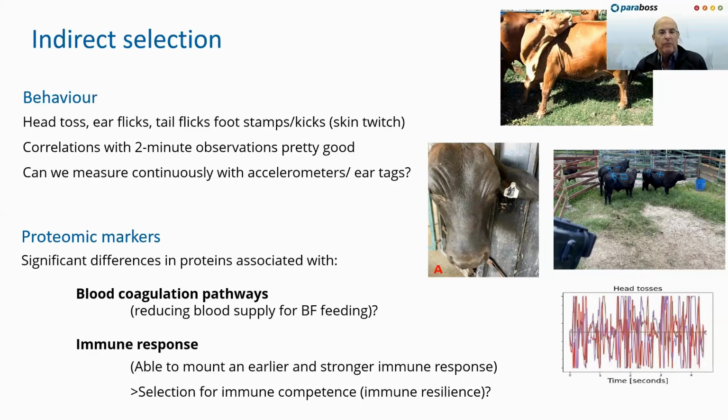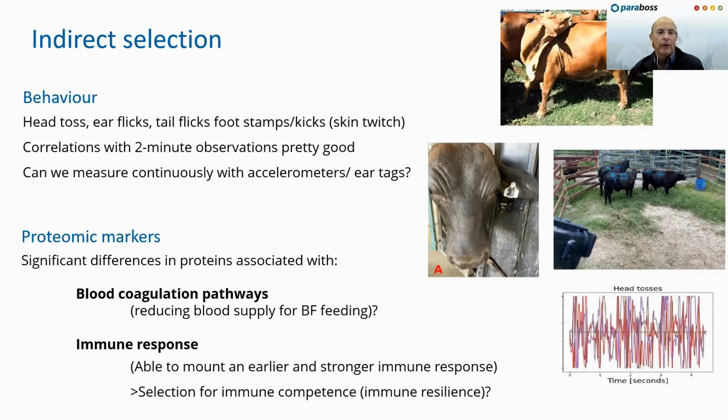The second thing that we looked at was proteomic markers in the proteomes in the blood of animals, which might be different between resistant and susceptible animals. And two things came out with a number of markers. One was the blood coagulation pathways, and the animals that had high indicators for blood coagulation or clotting were more resistant to buffalo fly feeding. So we think what's going on here is that the animals with better clotting pathways are reducing the blood supply, and the flies go somewhere else because it's easier for them to feed.